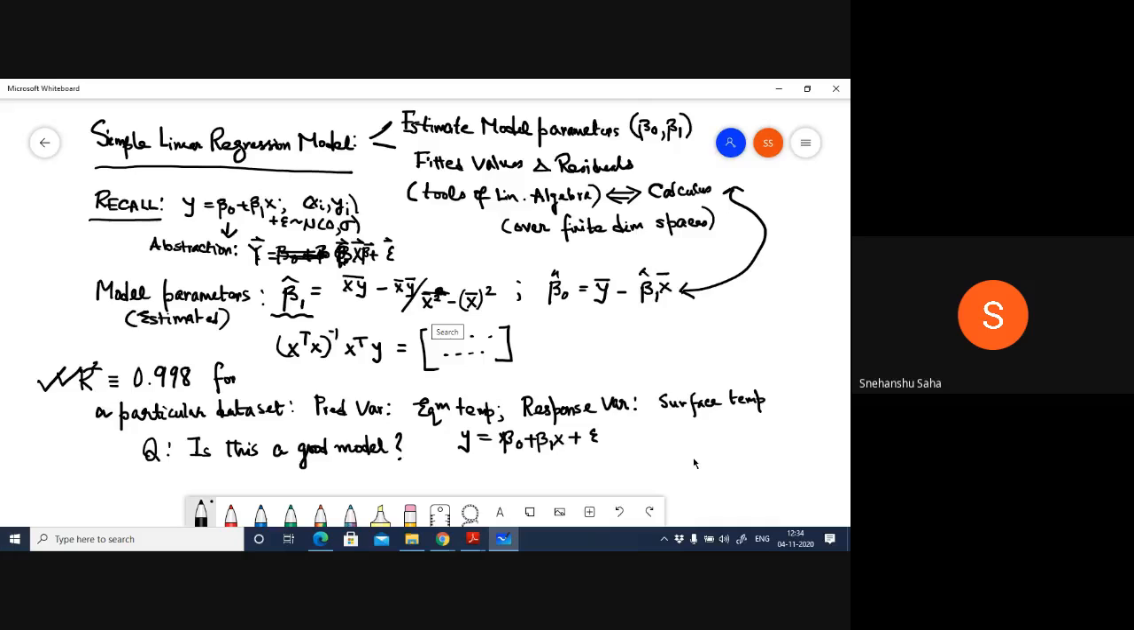In order to answer this question, you should really think about the one example that I gave you in the last class, and which I have referred to again in today's class. Look at the predictor variable and the response variable before you answer this question.